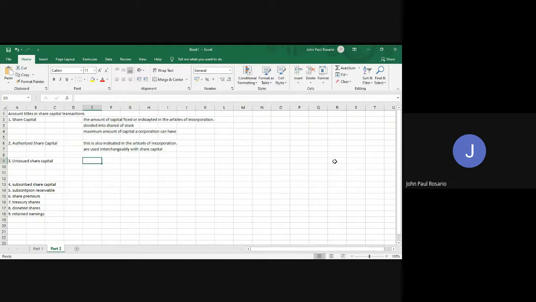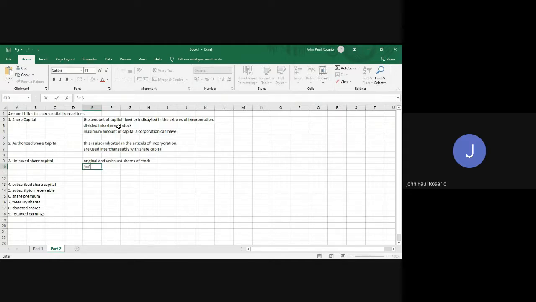And then we have our unissued share capital, which means original and unissued shares of stock. Our share capital is divided into shares of stock. Once it is issued, meaning your shares are fully paid in, then that will be the issued share capital.